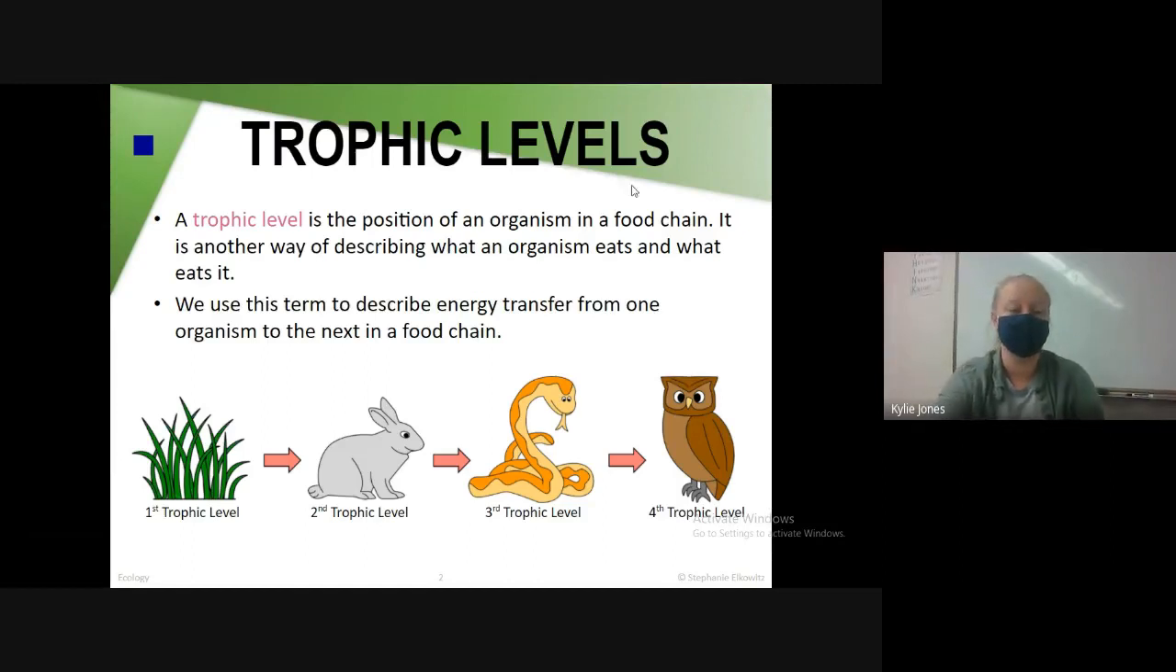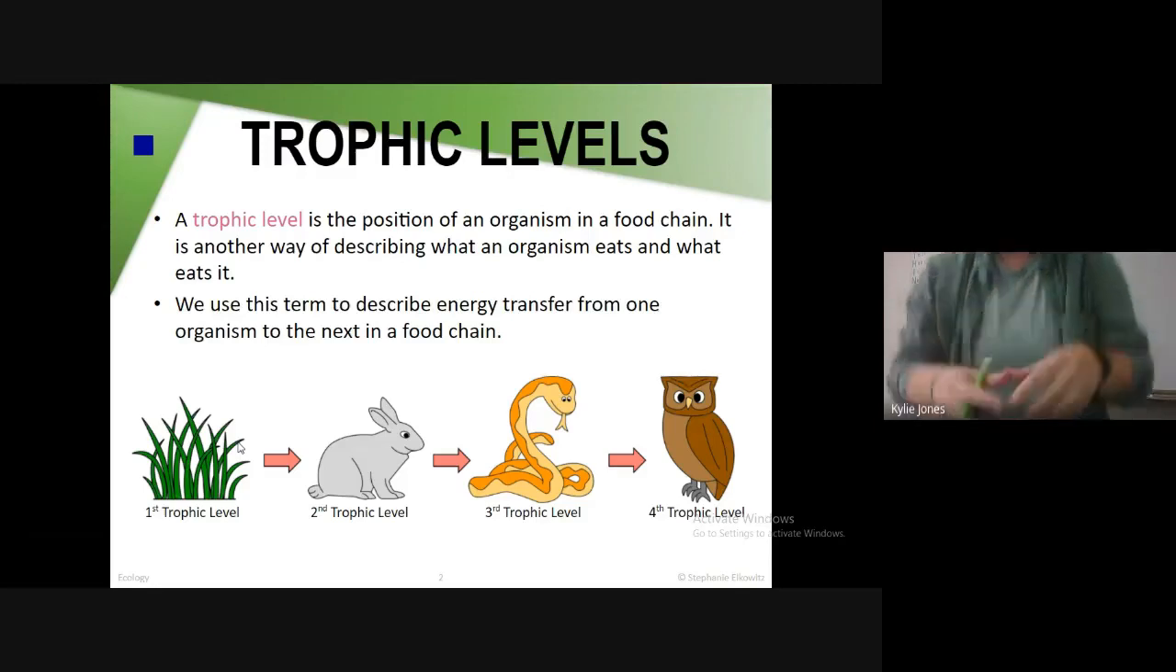And if you look at the pictures, the plant is the first trophic level. It's the one that has the most energy. The rabbit is the second trophic level. It only has 10% of the energy.